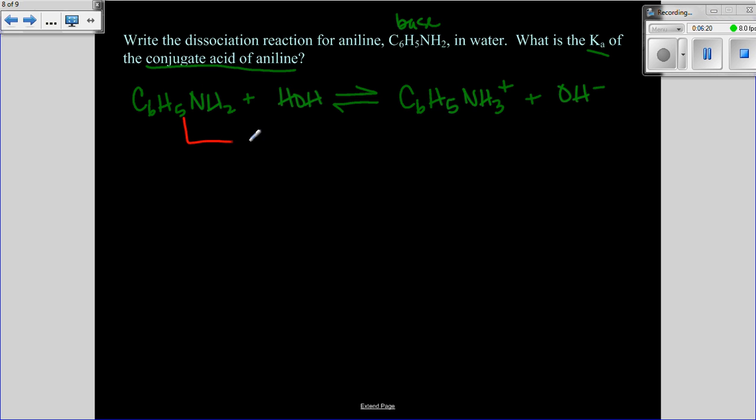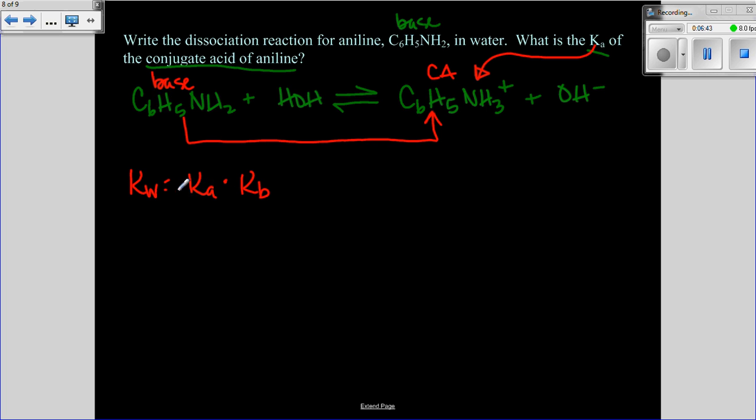Okay, so if I check these two things out, this is our proton acceptor, so that's our base, making this scary thing our conjugate acid. So in order to determine the Ka of this conjugate acid, I want to use Kw equals Ka times Kb. So I'm going to rearrange that. I am solving for Ka. That will equal Kw divided by Kb.